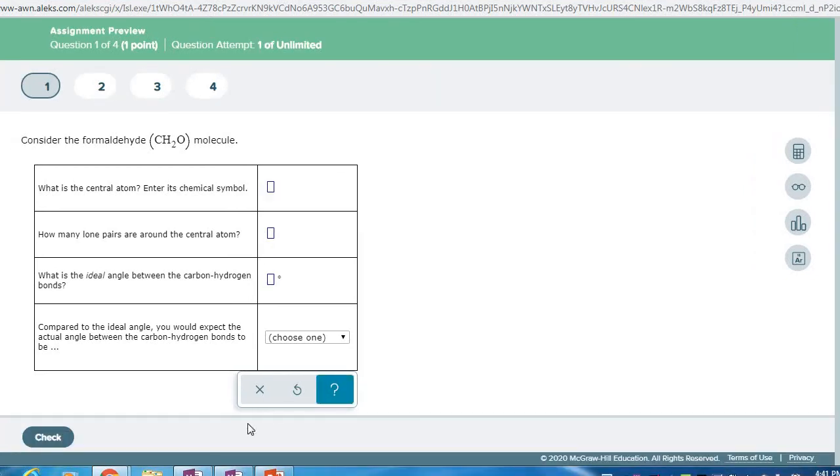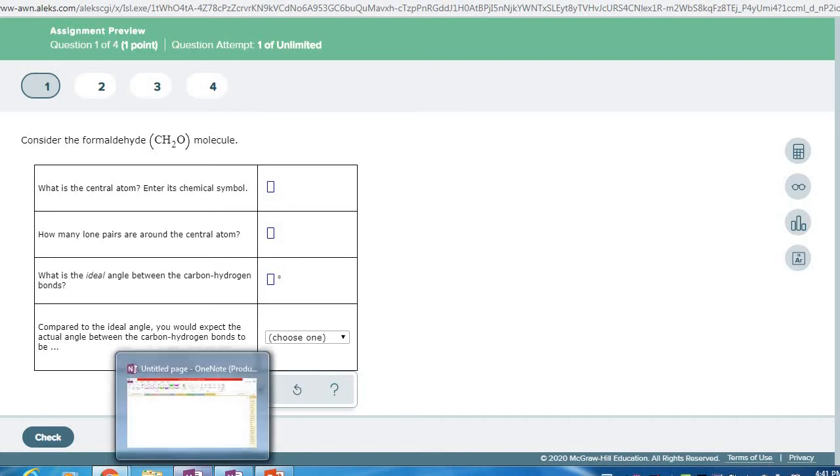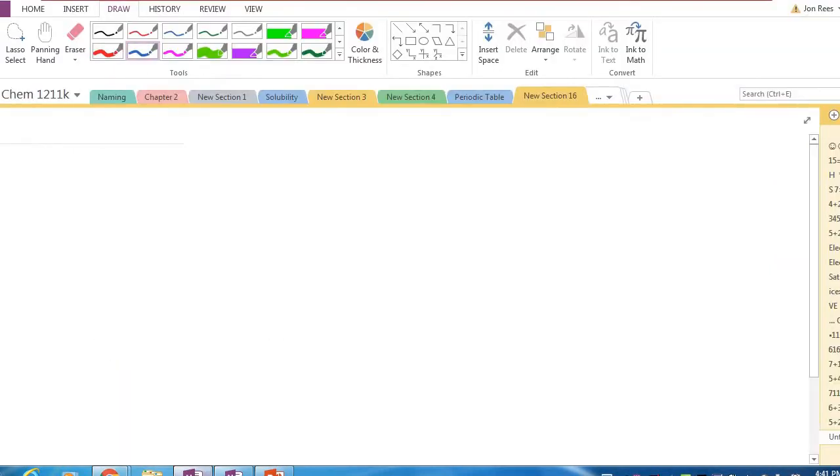And so let's go ahead and do this Lewis dot structure. And so we have formaldehyde, CH2O. And so let's do our Lewis dot structure the way we always do it. We have 4 valence electrons in carbon, 2 valence electrons, 1 for each of the hydrogens, and we have 6 in the oxygen. So we have to account for 12 valence electrons when we draw formaldehyde.